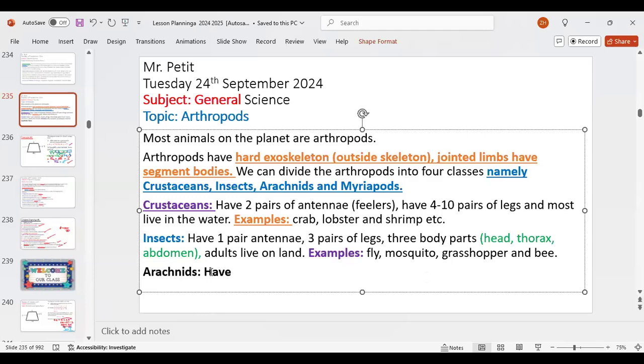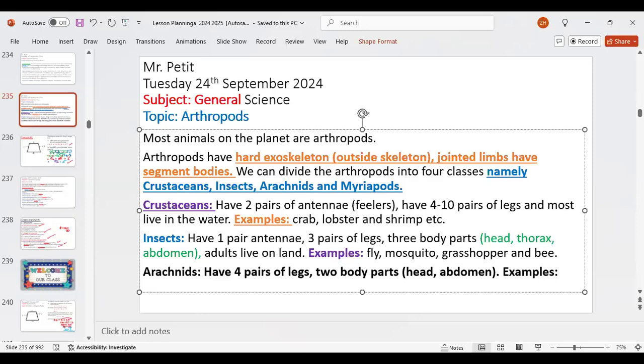Arachnids have 4 pairs of legs and 2 body parts, which is what? Head and abdomen. So this is the arachnids, right? So head and abdomen. And these are examples of arachnids.